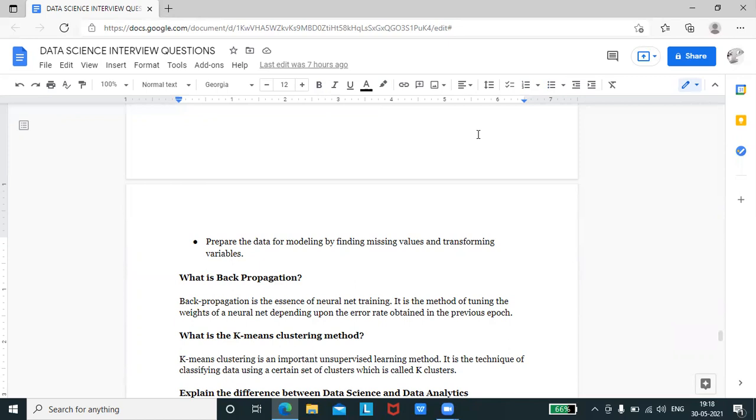Backpropagation is a short form for backward propagation of errors. It is a standard method for training artificial neural networks. This method helps to calculate the gradient of a loss function with respect to all the weights in the network.